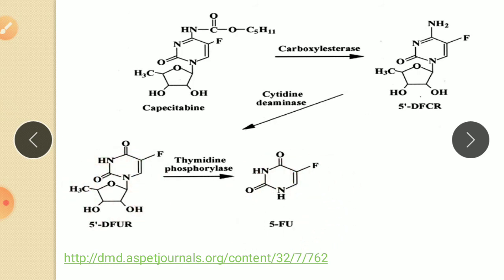So capecitabine is also an anti-cancer drug. It requires activation. It is converted into its active form, 5-fluorouracil, and then this 5-fluorouracil acts as an anti-cancer agent, as we saw in the previous slide. So capecitabine is the second drug of this category used as an anti-cancer. Therefore, it also requires activation. By this mechanism, the drug is activated and converted into 5-fluorouracil.